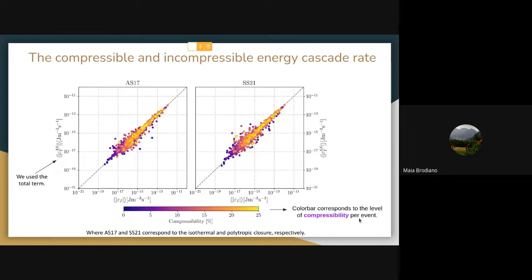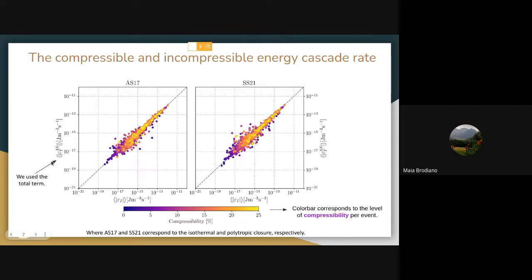So here we can observe that the energy cascade rate increases as the compressibility increases. Okay, so this is what we can observe. Also, there is a clear correlation between the compressible and the incompressible energy cascade rate. However, this might be because we are studying the total expression of the compressible energy cascade.